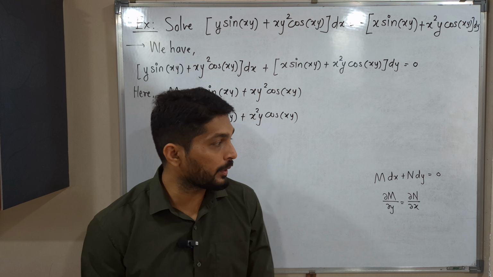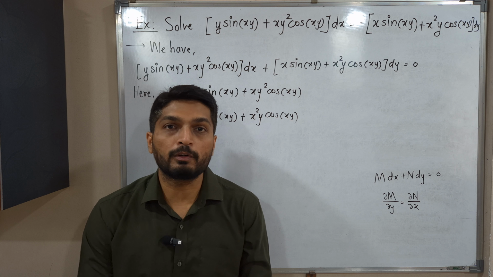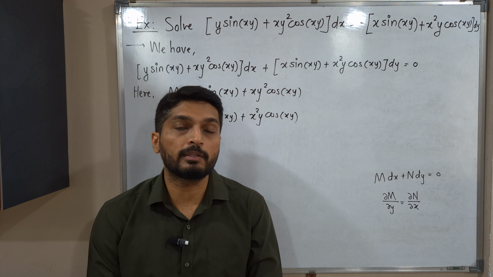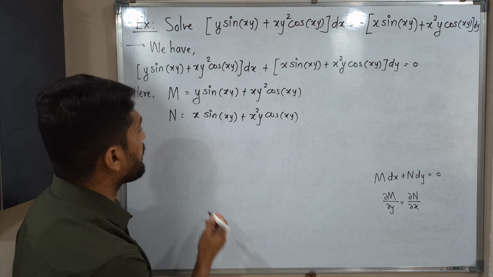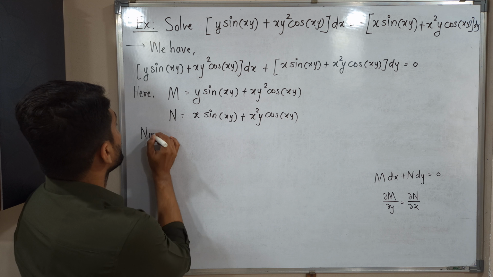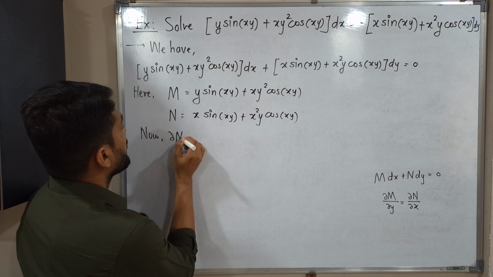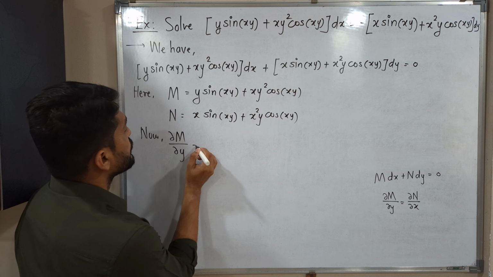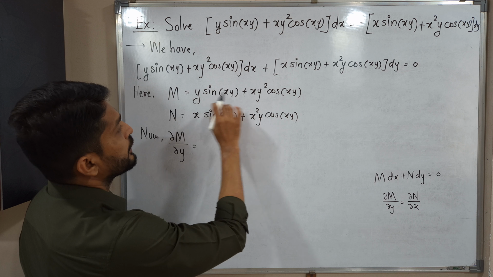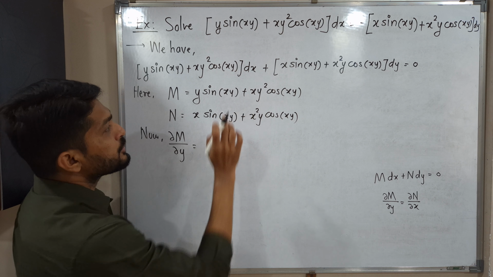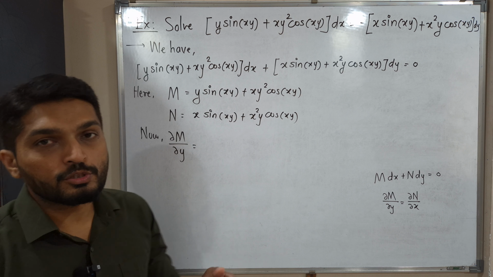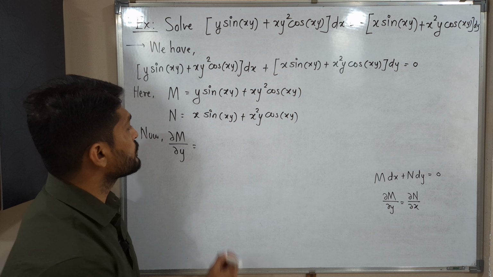Now we have to check whether these two partial derivatives are equal or not. If they are equal, then only we can say it is an exact differential equation. So let us find the partial derivative of M with respect to y. I'm going to differentiate it with respect to y. But there is addition, two terms, so I can take separate derivatives.